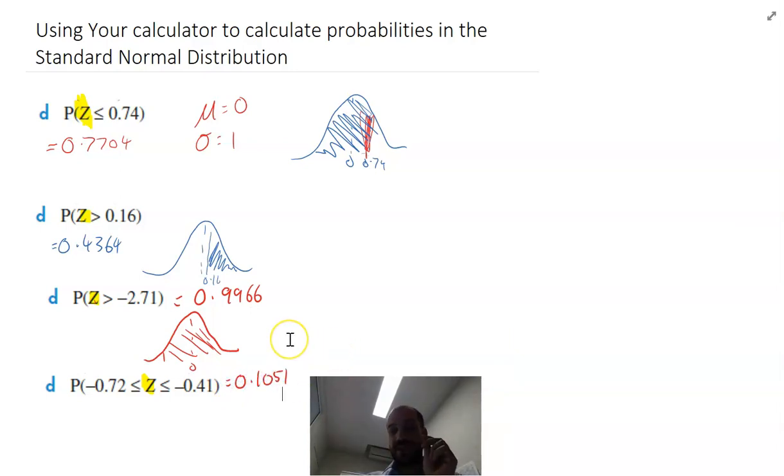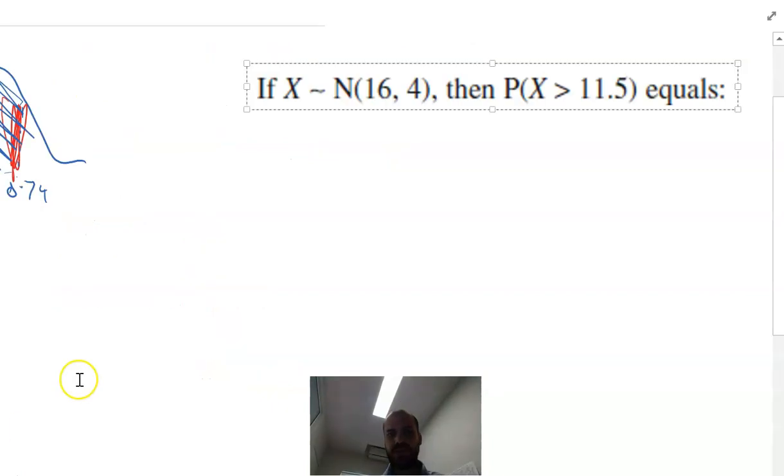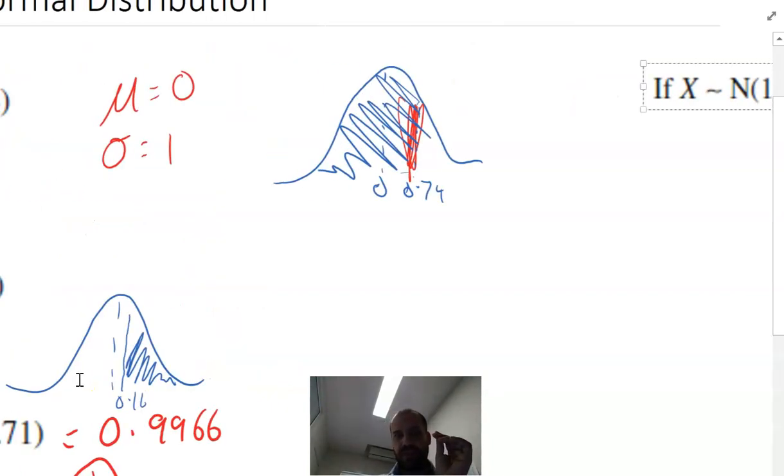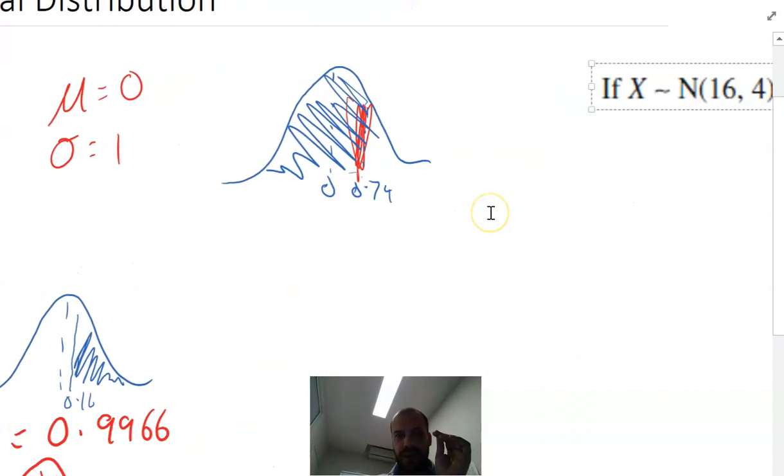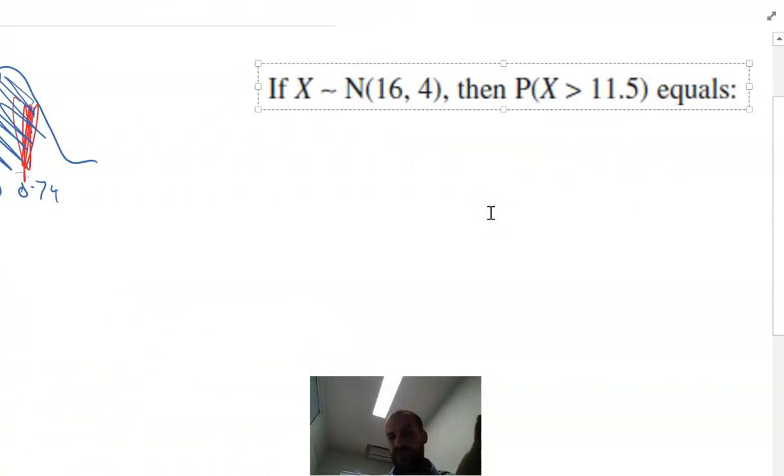Okay, they were all standard normal distributions. I think I can probably stand to just talk about the normal distribution more generally now. All of them were standard normal distributions, and by that I mean that they had a mean of 0 and a standard deviation of 1. However, distributions can have any mean and any standard deviation.